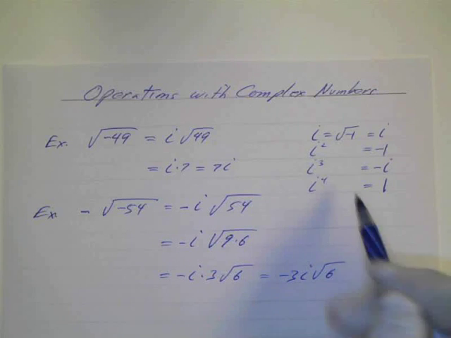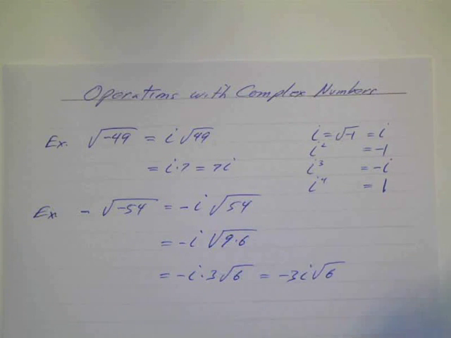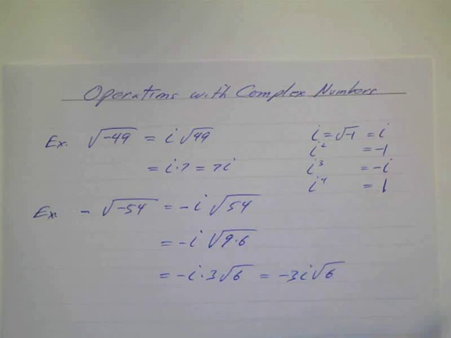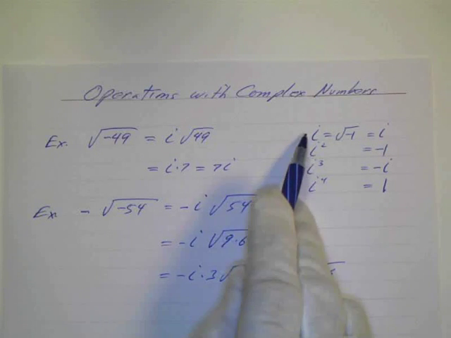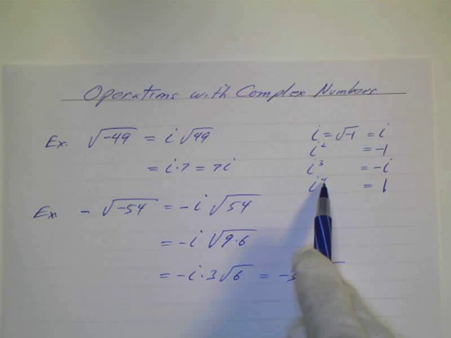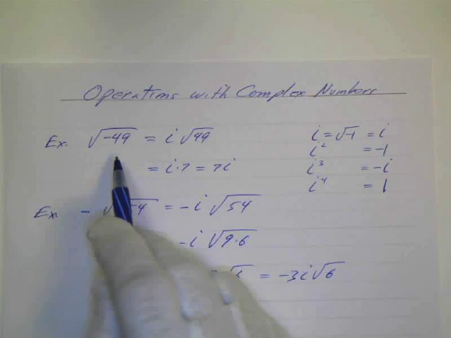So if I had i to the fifth, it would end up being just 1 times i to the fourth times i, which would be just i. So it regenerates. So this is i to the fifth, sixth, seventh, and eighth, 9, 10, 11, 12. And notice that whenever we have a power that's a multiple of 4, it's going to be equal to 1. So we're going to use that in a moment. Okay, so let's just take a look at a couple of these.